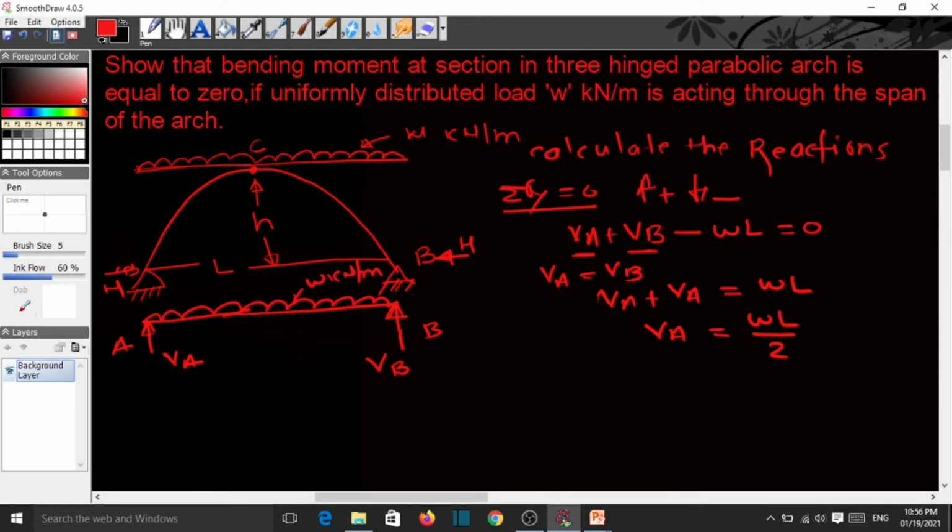Now next is to find the horizontal reaction, that is this thrust H. For that we have to take the bending moment at the crown. So the bending moment at the crown is equal to 0 because of the hinge. Because here at this point there is a hinge.